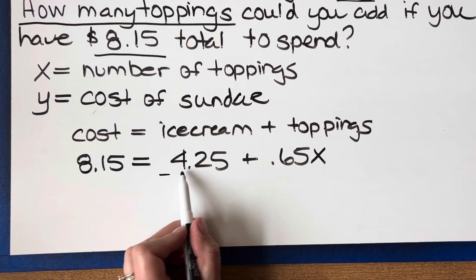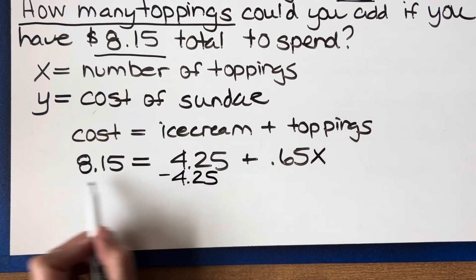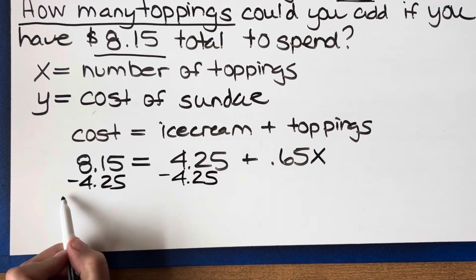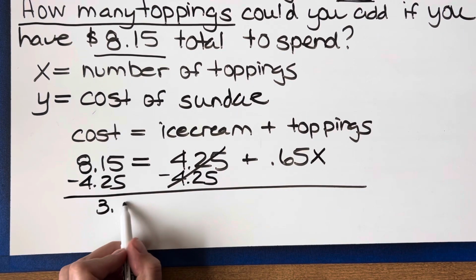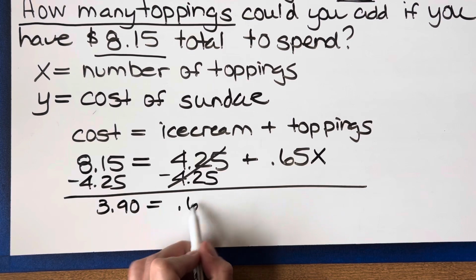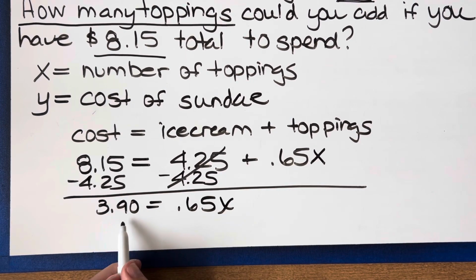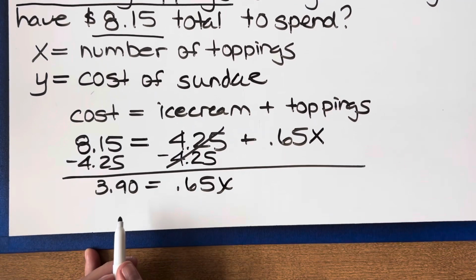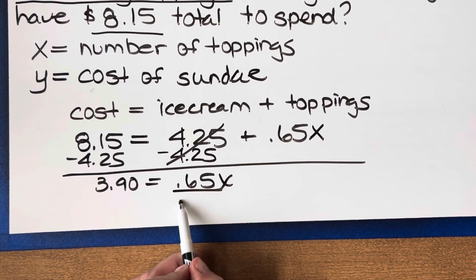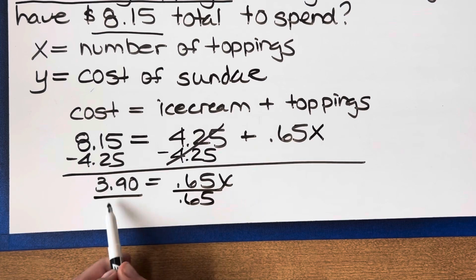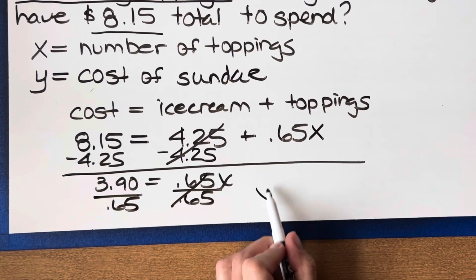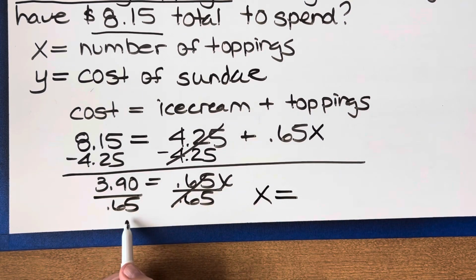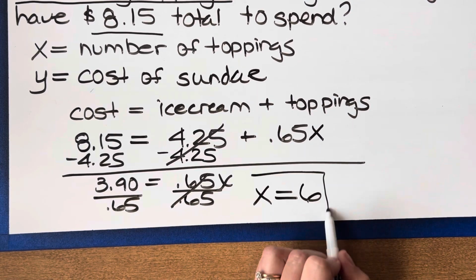So the first thing I'm going to do is subtract away the $4.25. And what that allows me to see is this number 3.90. So what this means is that's how much money I have left to spend on toppings. So to solve my equation, I'm going to divide both sides by this 0.65. So it cancels out here. And I get X is equal to, if you divide this out, 6.